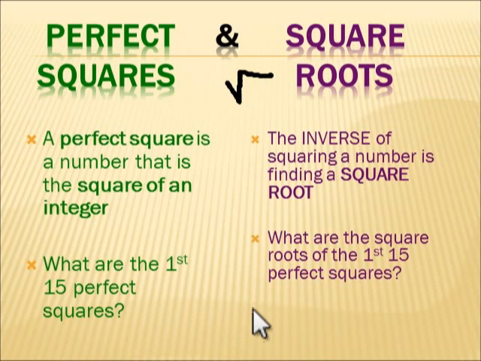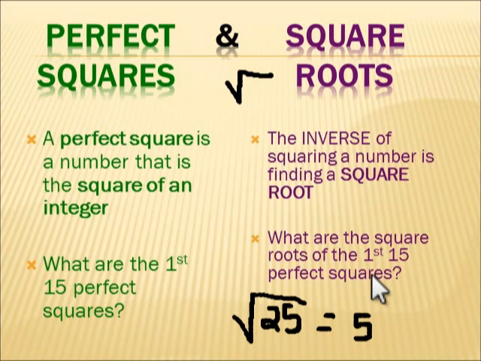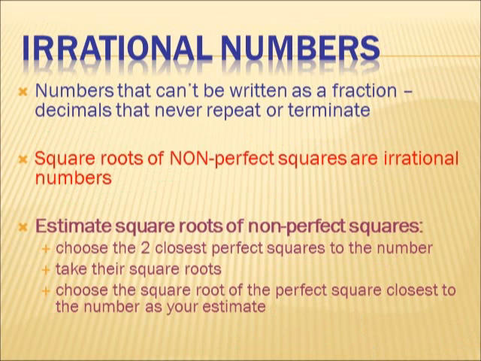So we know that 5 squared is 25. So if we had the number 25 and we wanted to find the square root of 25, that means what number did you square to get 25? So the square root of 25 is 5. So the first 15 perfect square roots are 1 through 15. Okay, so we definitely need to understand this idea, but we're going to be looking at how it relates to irrational numbers.